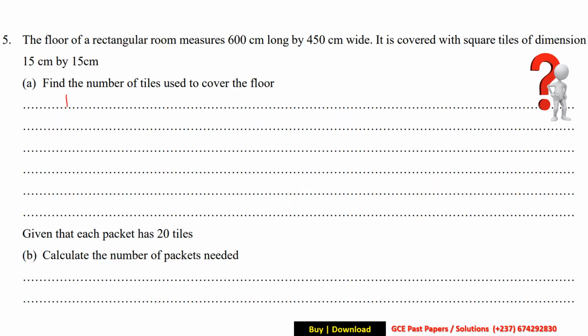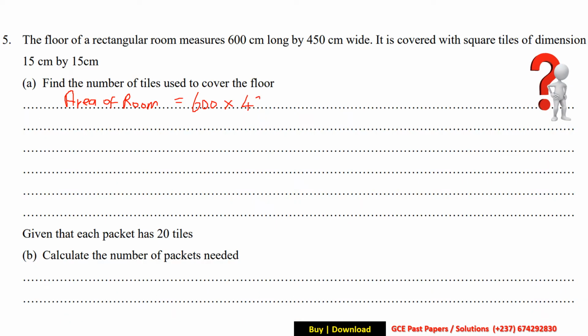First of all, we start by looking for the area of the room. What will be the area of the room? The area of the room will be equal to the length of the room times the width of the room. So what's the length of the room? We have 600. And what is the width? The width of this room is 450.